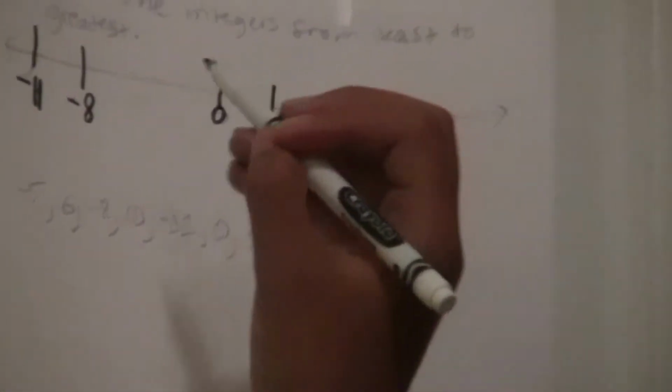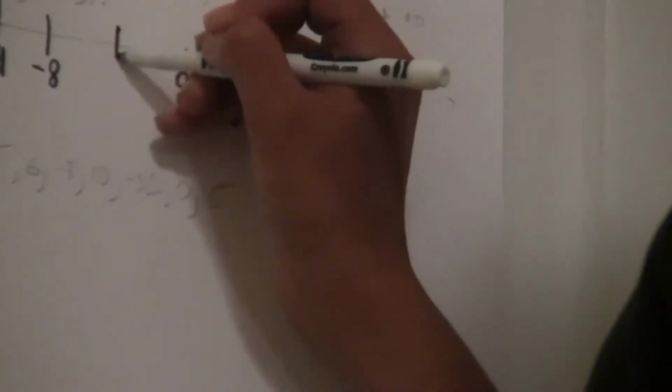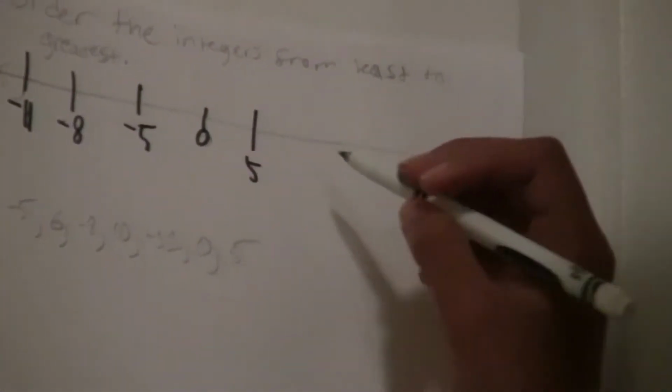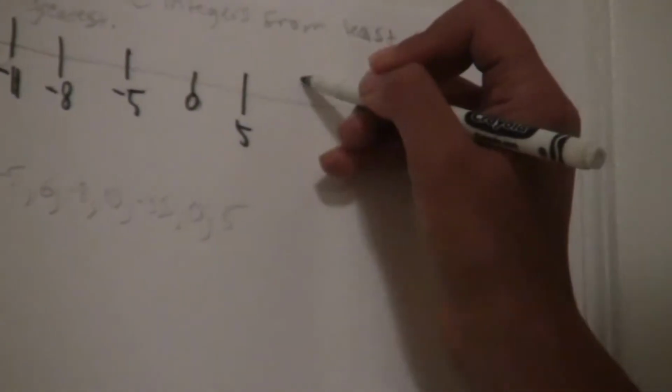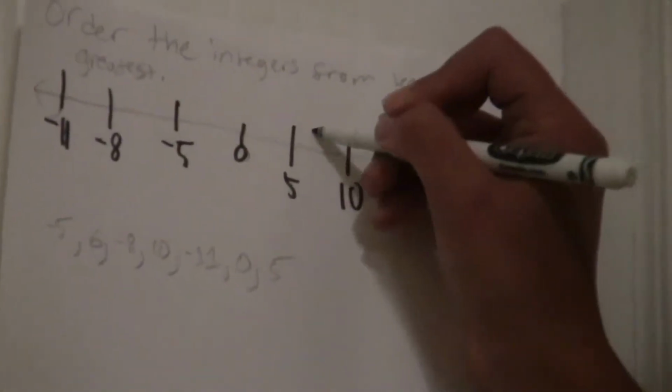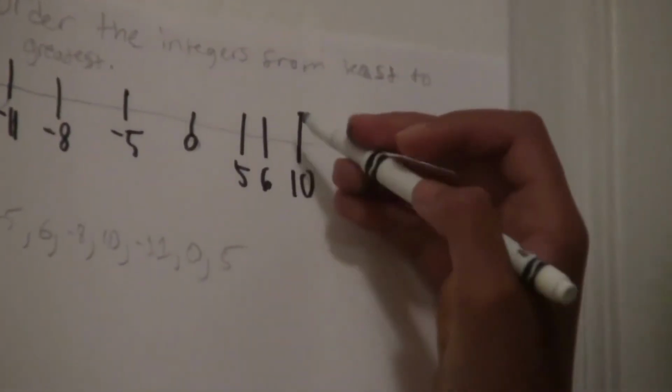Oh, sorry about this, guys. I forgot -5, which goes here. Then 10. Then 6. Actually, I forgot. I messed up here, guys.